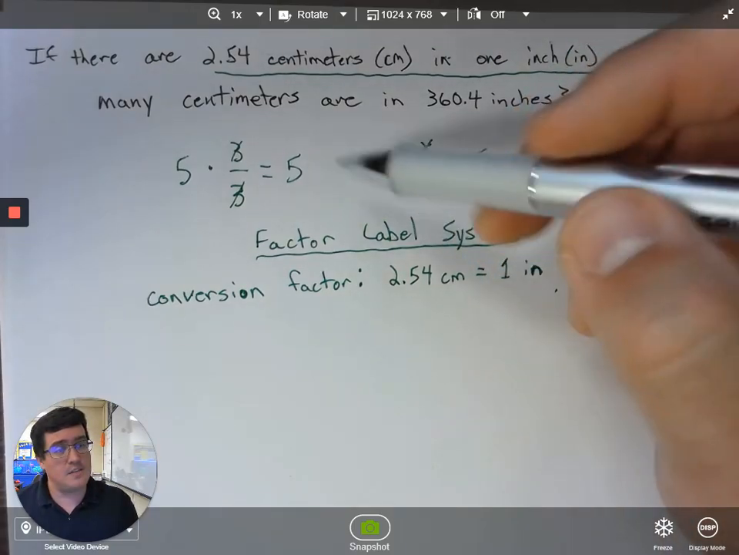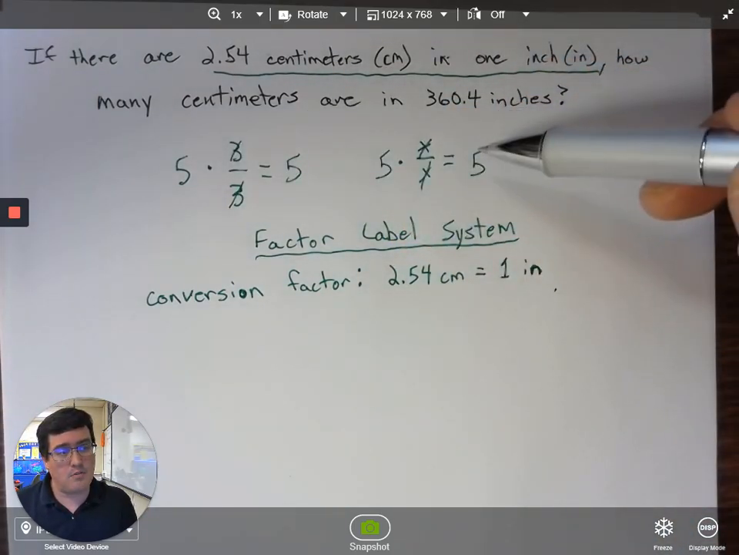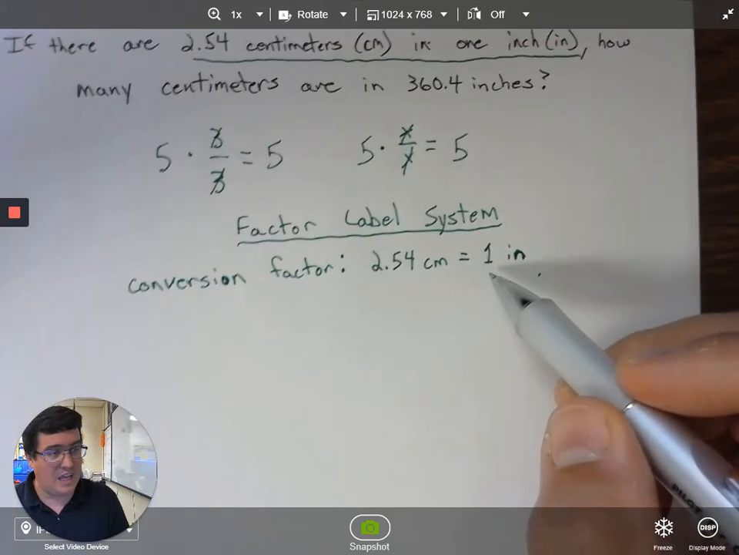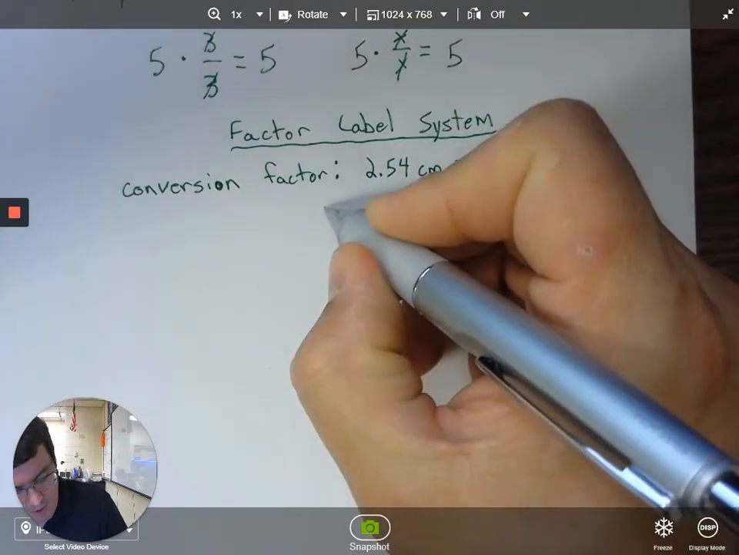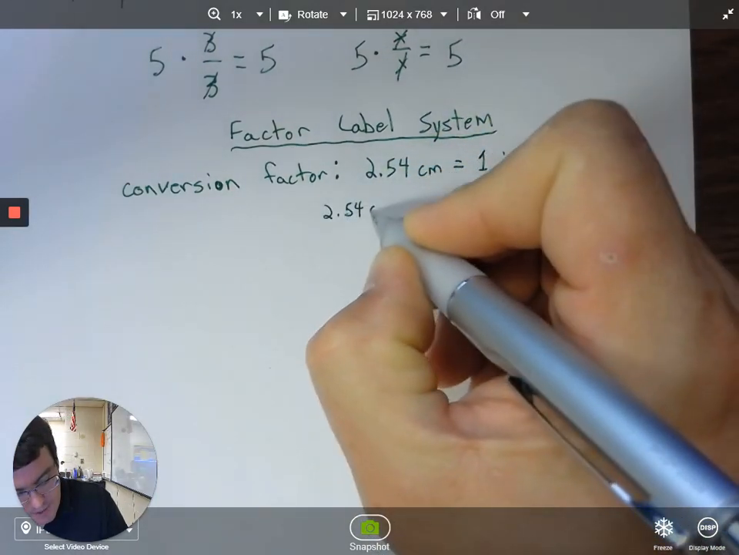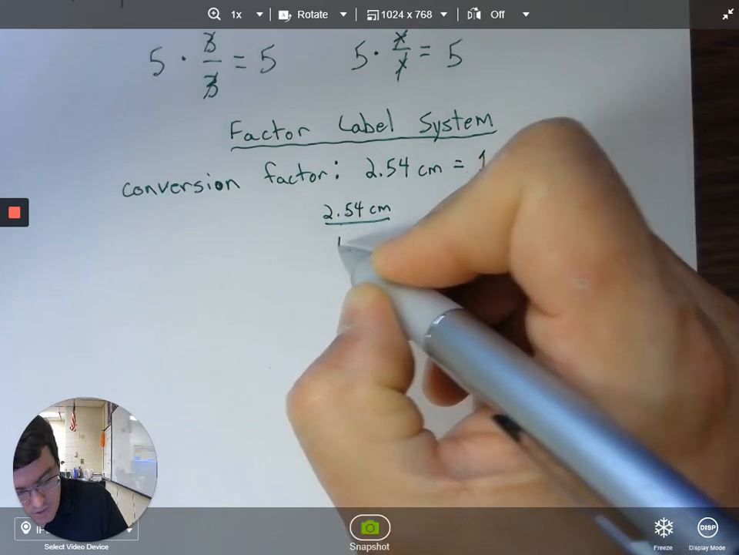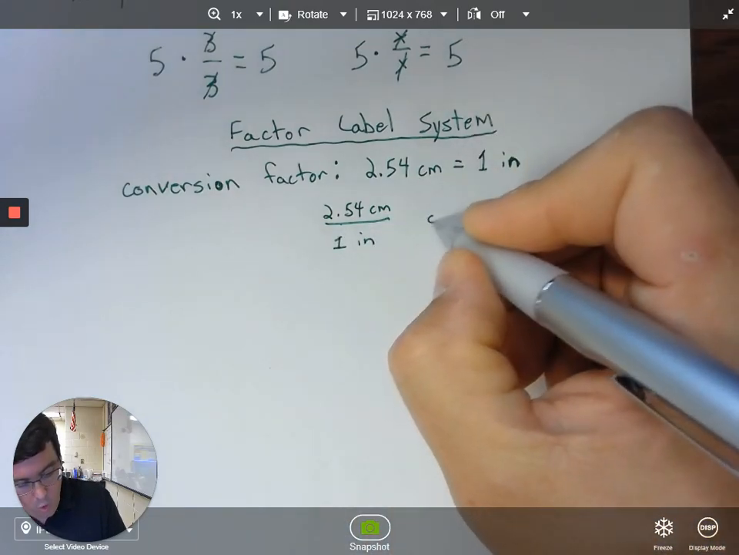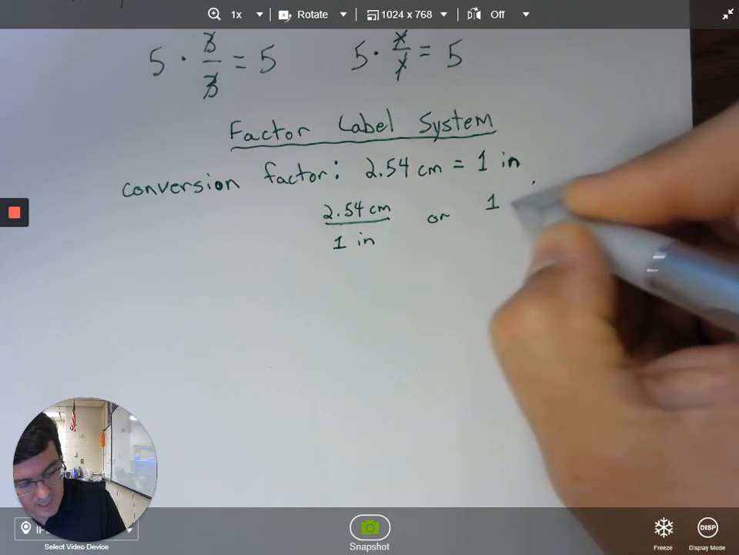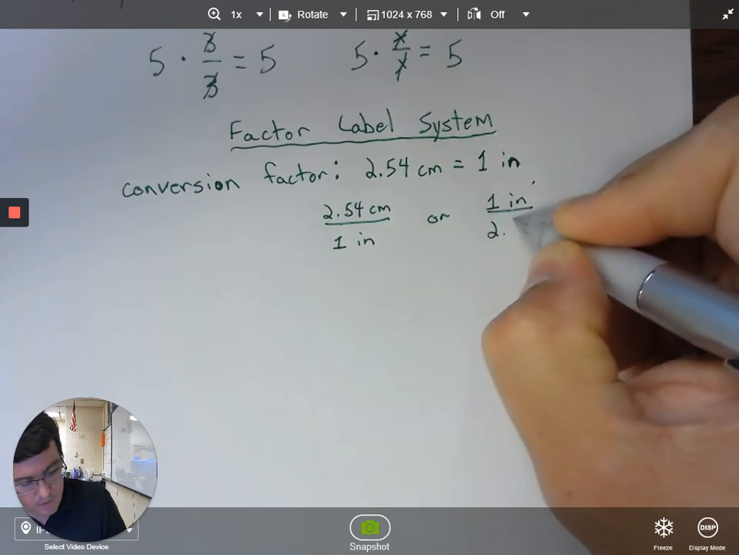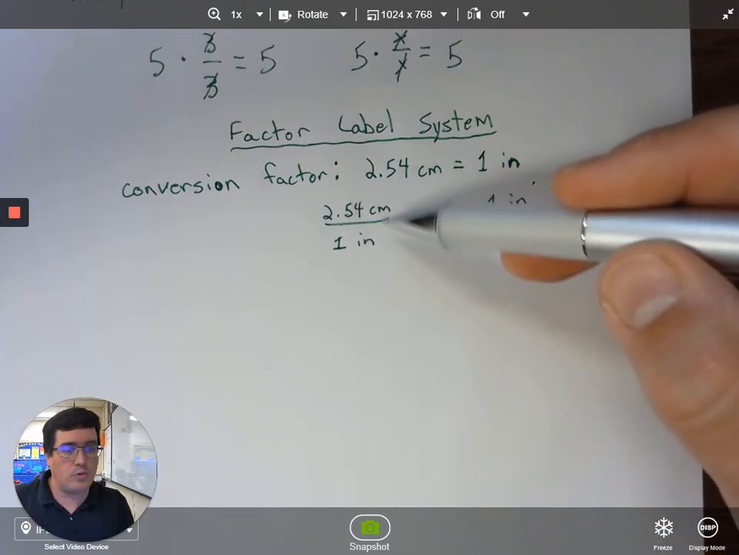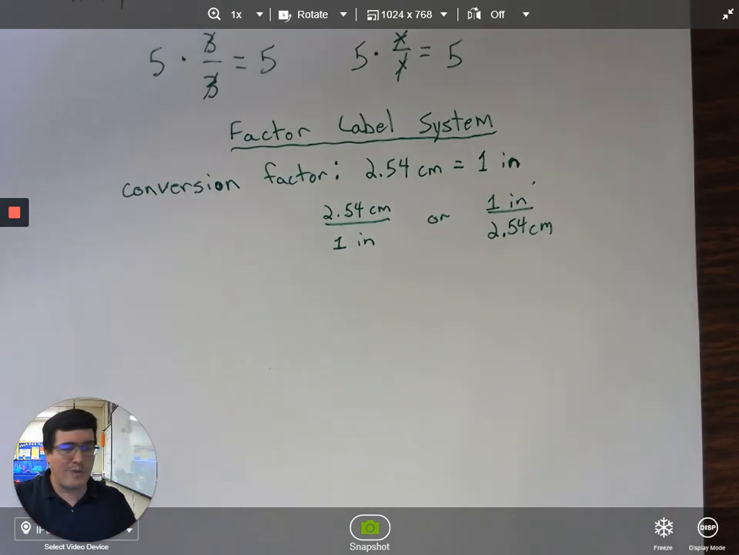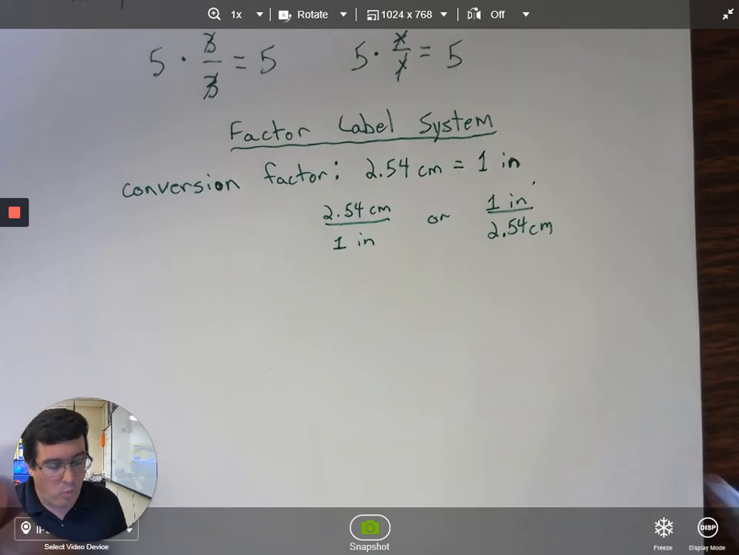So if I want to use the knowledge I gleaned from right up here, I can multiply anything at all by 2.54 centimeters over 1 inch, or I can multiply something by 1 inch over 2.54 centimeters, because both of these quantities are equal to one another. That means I'm not really multiplying it by anything; I'm just multiplying it by 1.